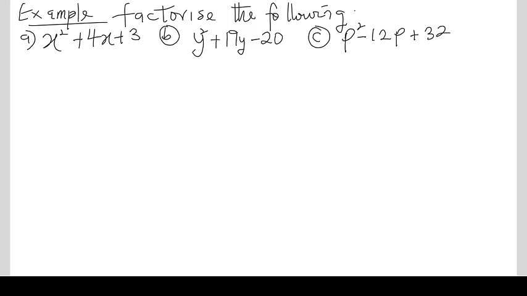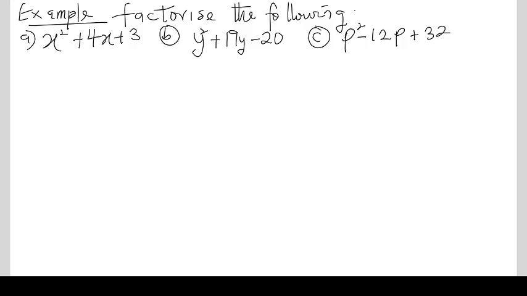You understand how a quadratic expression looks like, and you can differentiate between an expression and an equation. An expression does not have the equal sign. So this is a quadratic expression. Why? The highest power of x here is 2. So it is a quadratic expression.